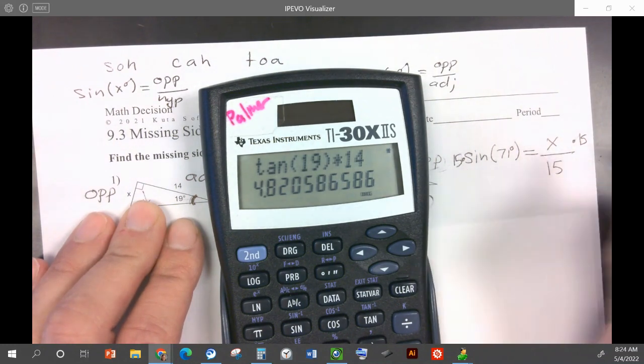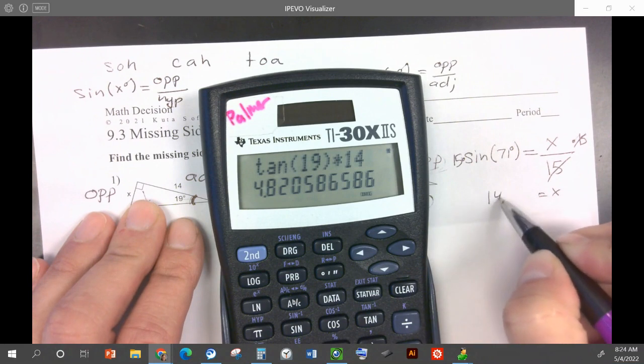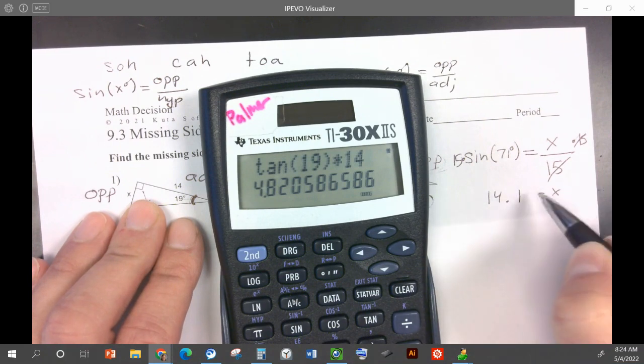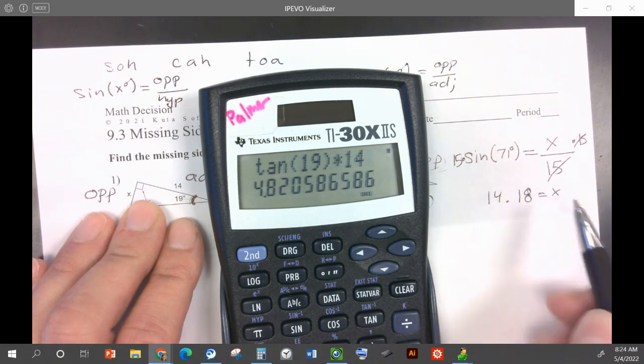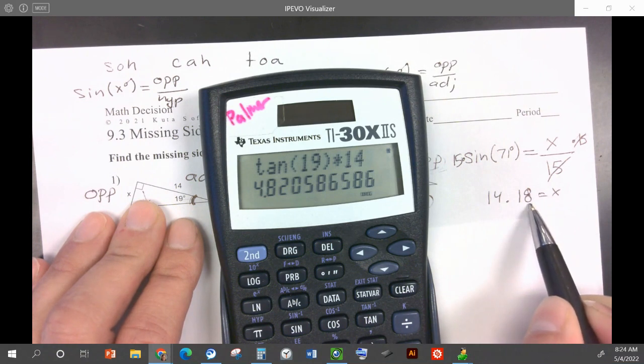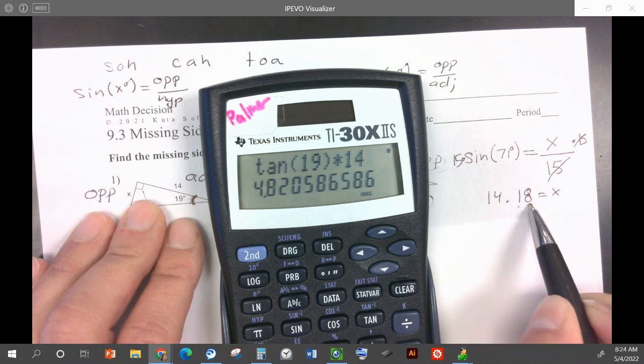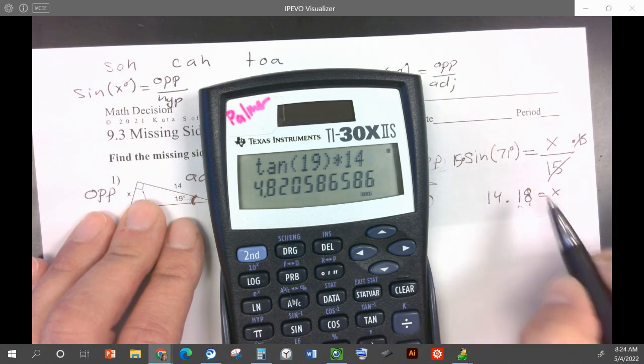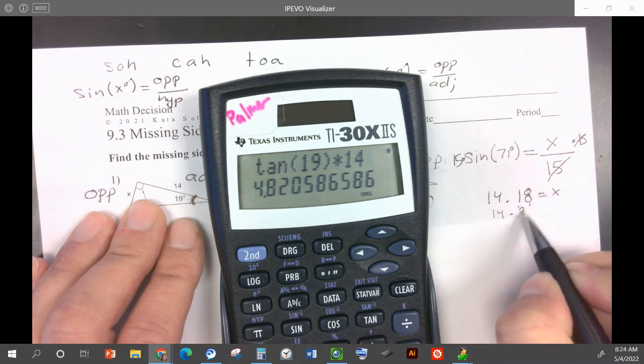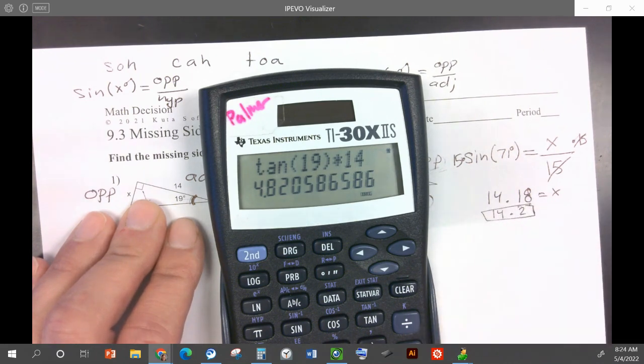Good. Multiply both sides by 15 to get x by itself. And you got 14.1? Yep, 14.18. Oh, okay, 14.18. So we go to the hundredths. We're going to round this one. Do we need to round up? Yes, because this number is bigger than 5. So we need to round up to 14.2. Good.